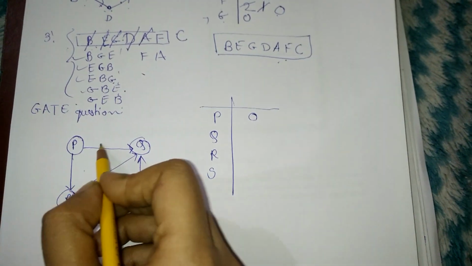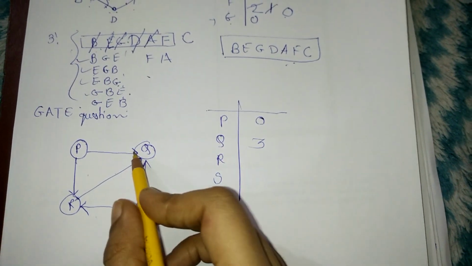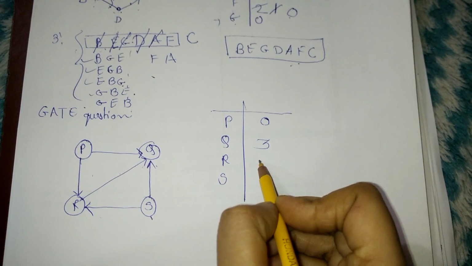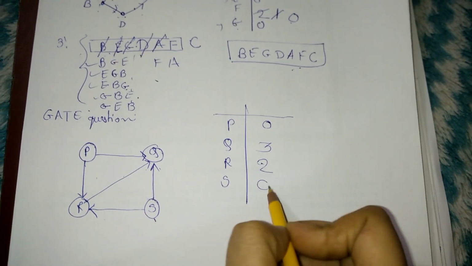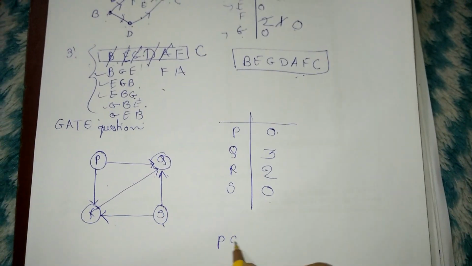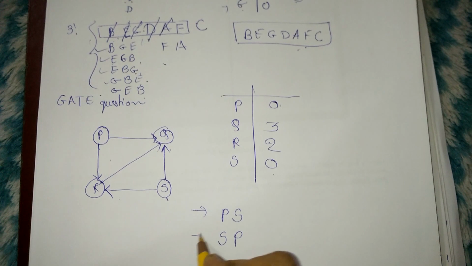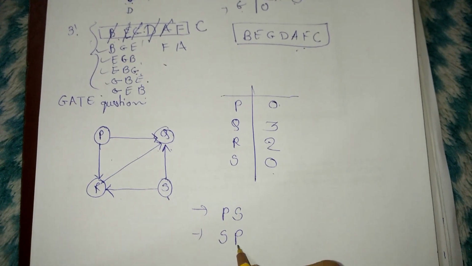The in degree of P is 0 as there is no incoming edge. The in degree of Q is 3 as there are 3 incoming edges. The in degree of R is 2 and the in degree of S is again 0. Now you see that there are two nodes which have in degree 0. So there can be two sequences, either PS or SP.